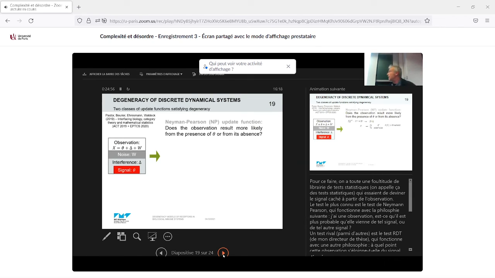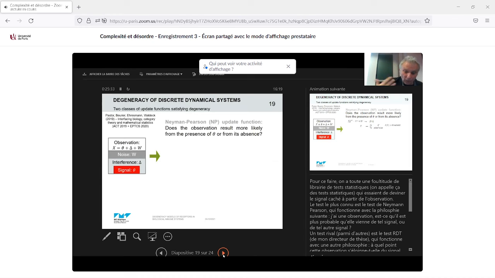If we state the problem like that, we have a very well-known theoretical framework drawn from statistics. It's the Neyman-Pearson approach, 1937 or something like that. And the Neyman-Pearson approach makes it possible to decide whether theta is zero or not, somehow. And in fact, it proceeds by trying to answer the question of whether the observation results more likely from the presence of theta or from its absence.